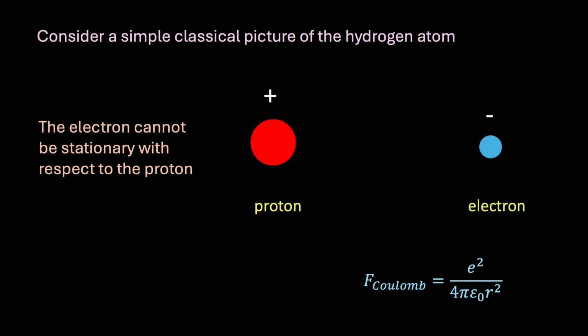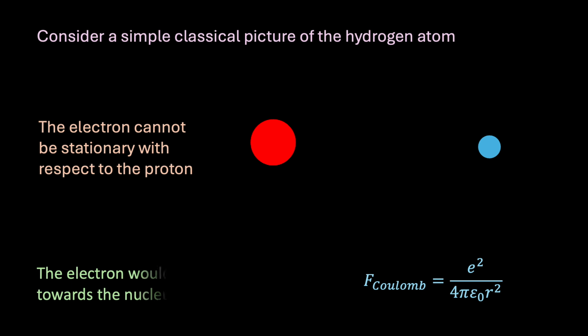Now, since this electrostatic force is the only force acting on the electron, then according to Newton's second law, it would accelerate forward towards the proton, inevitably crashing into the nucleus. Clearly, the atom would not be stable in this scenario.